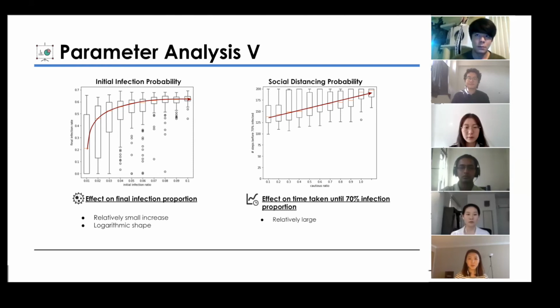The third graph is how initial infection probability affects the final infection probability. It also follows a logarithm shape. It increases very fast at first, but after it reaches a certain percentage, the increase starts to slow down.